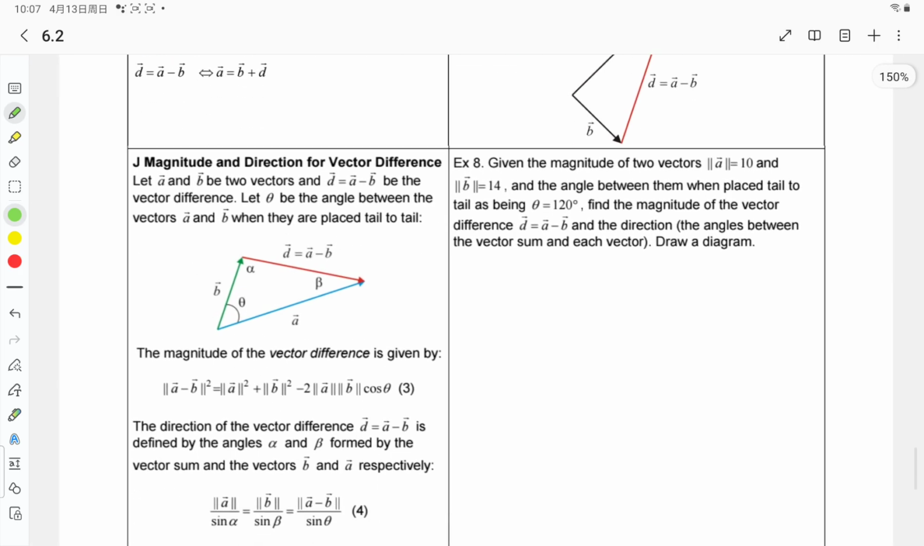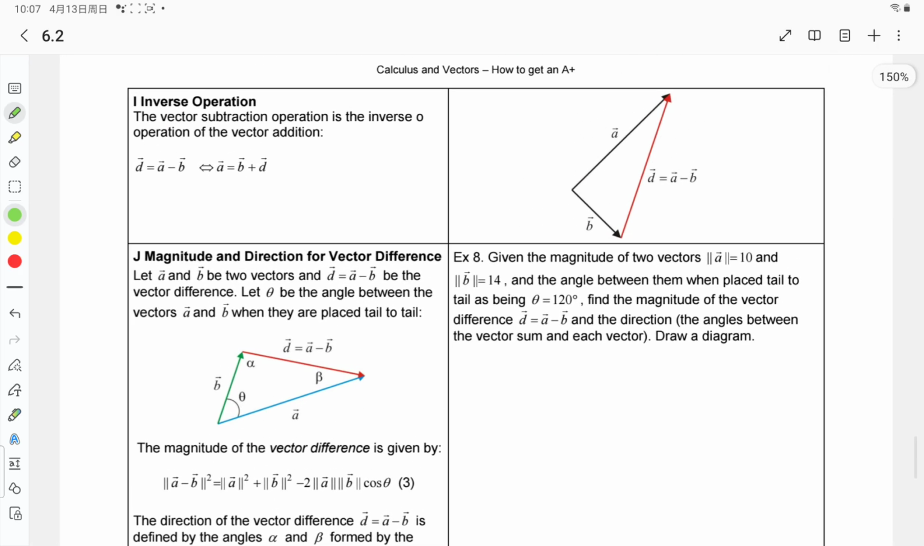I think I'll skip this, and then let's see inverse operation. Vector subtraction is the inverse operation of vector addition. Yeah, of course. Okay, d is a minus b, and a is b plus d.